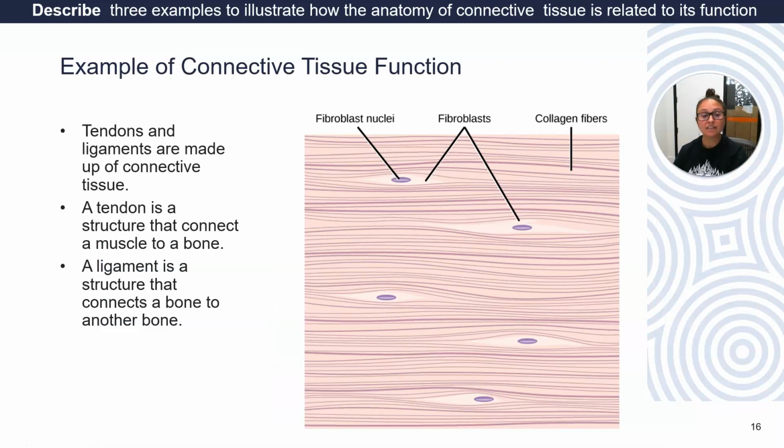All right, let's look at the difference between a tendon and a ligament. So you guys are aware of this. Both tendons and ligaments are made up of connective tissue because they connect two things. A tendon connects the muscle to a bone. A ligament connects the bone to a bone, but still connective tissue.